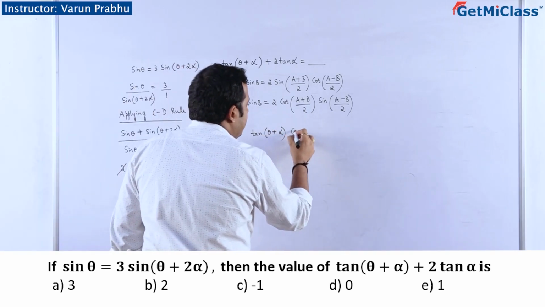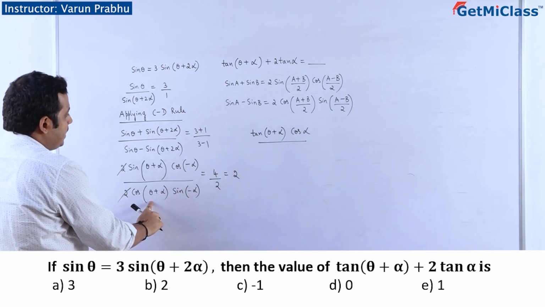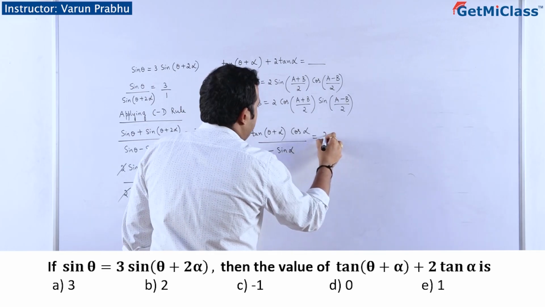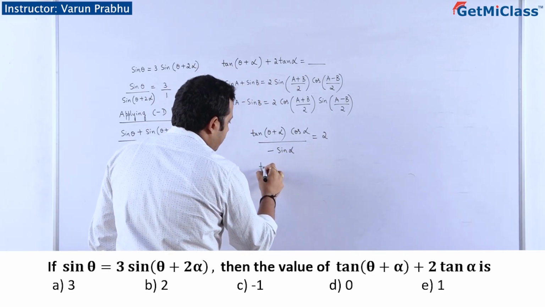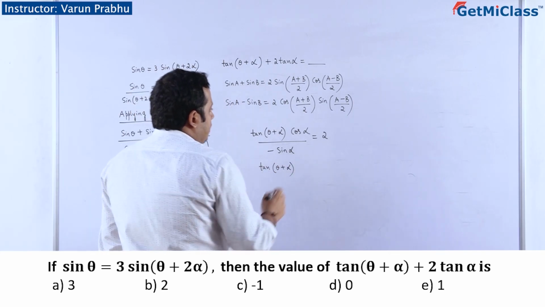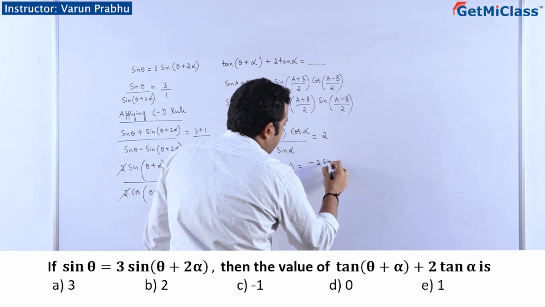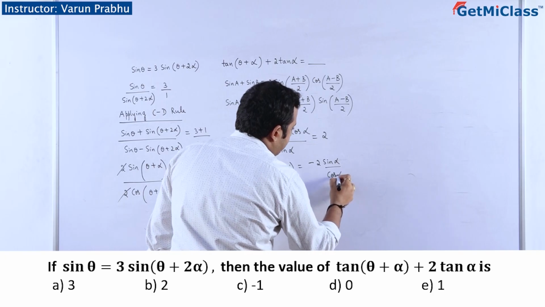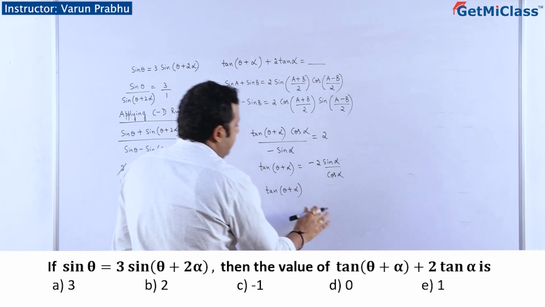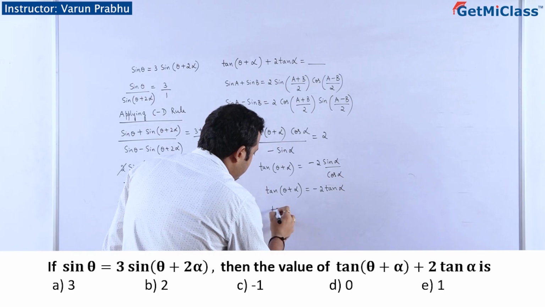Tan of theta plus alpha. Cos of minus alpha is nothing but cos alpha, whereas sine of minus alpha is nothing but minus sine alpha, that is equal to 2. So I can say tan of theta plus alpha is equal to minus 2 sine alpha divided by cos alpha. Correct? So tan of theta plus alpha is equal to minus 2 tan alpha. Correct?